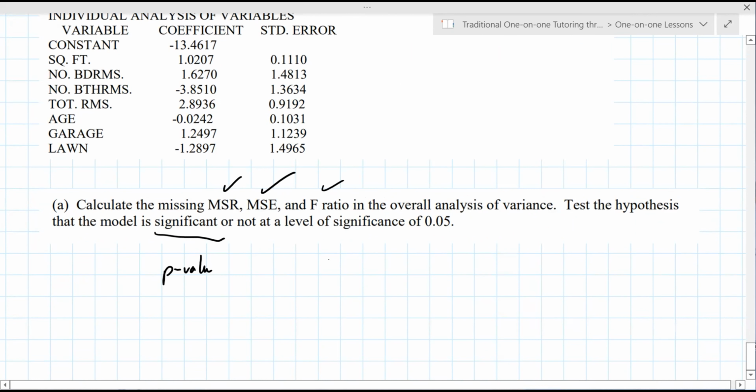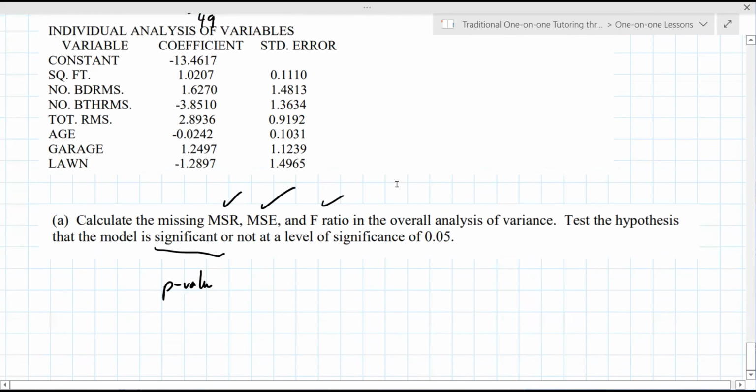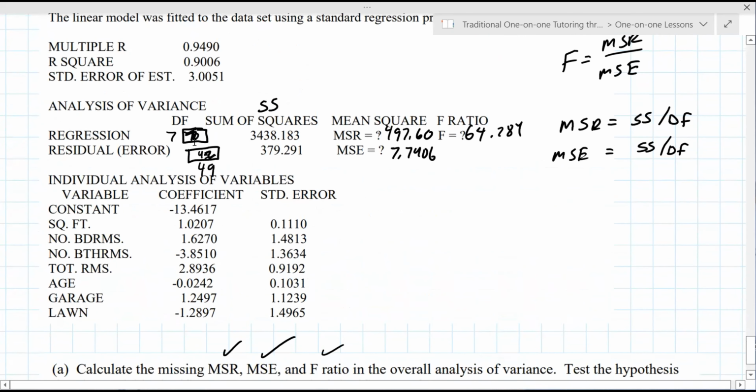The p-value is based on the F value right here and the degrees of freedom. So there's this F table where you can look up the degrees of freedom. You can also do it in Excel. So I guess we'll just go right back to Excel and do that to get that number.